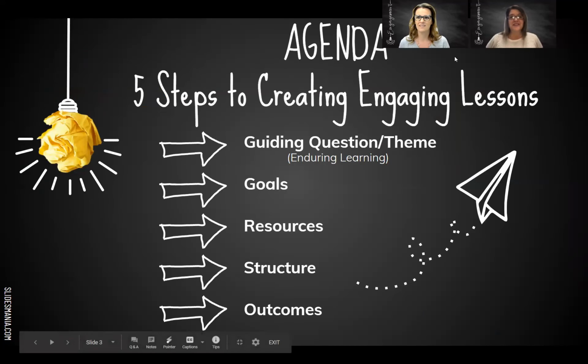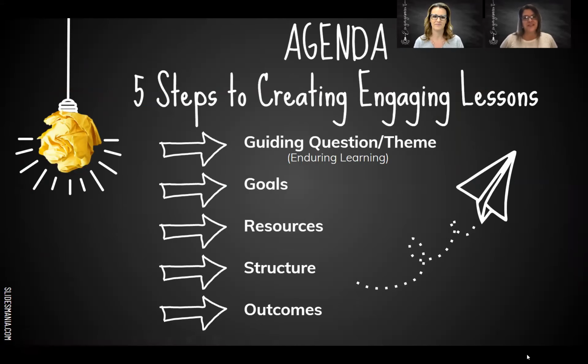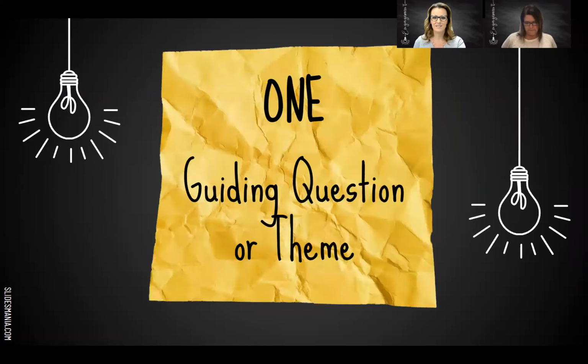All right, so our work today is going to be broken up into manageable steps. We feel like 5 steps is manageable for all of us to learn. And we want to keep that in mind when we're teaching adults as well as teaching kids. So we've got 5 steps to creating engaging lessons that we're going to go through today, with the first one being coming up with a guiding question, and then setting some goals, developing resources, and then creating that structure, and finally analyzing or reflecting on the outcomes. All right, so let's get started.